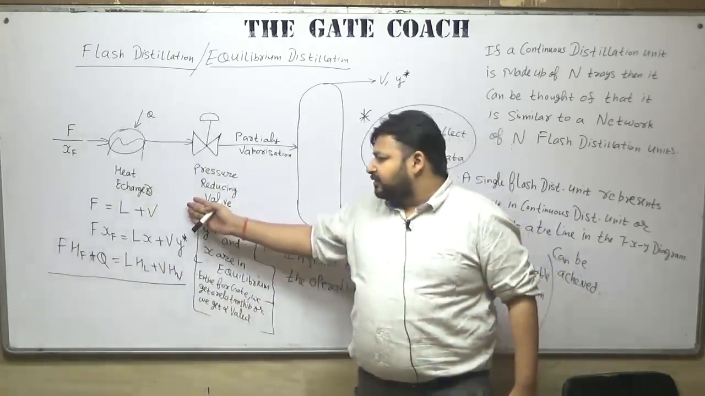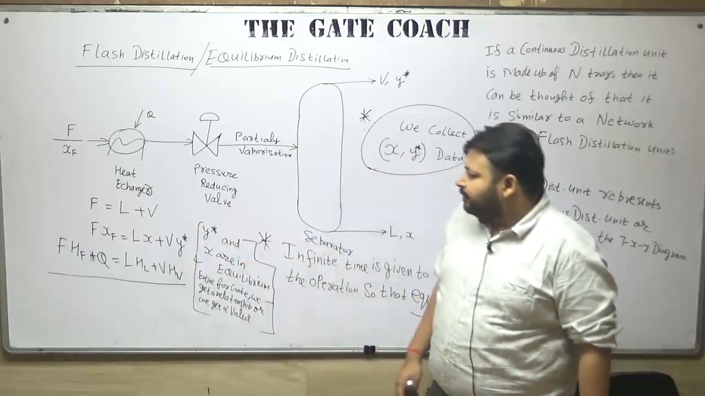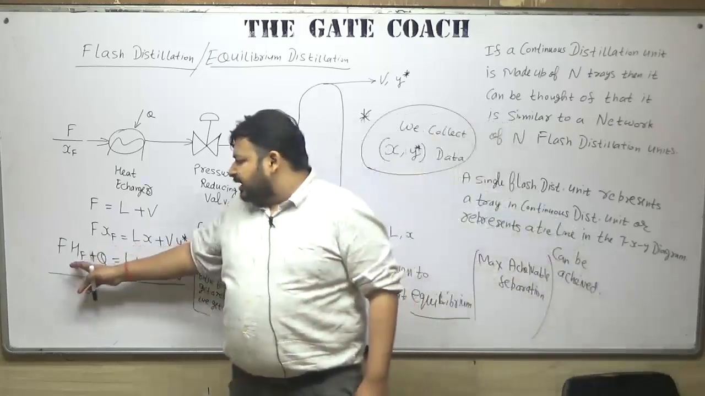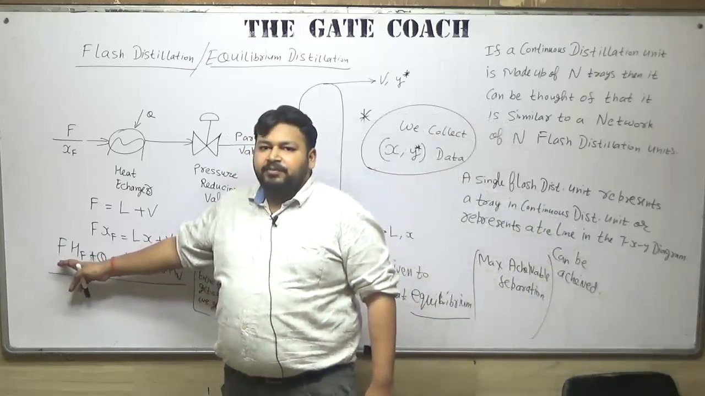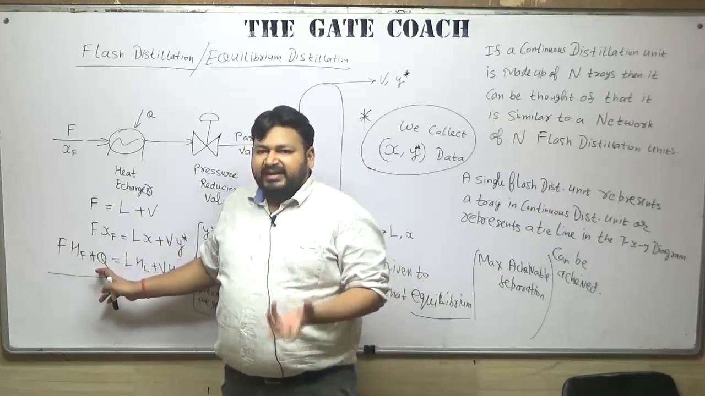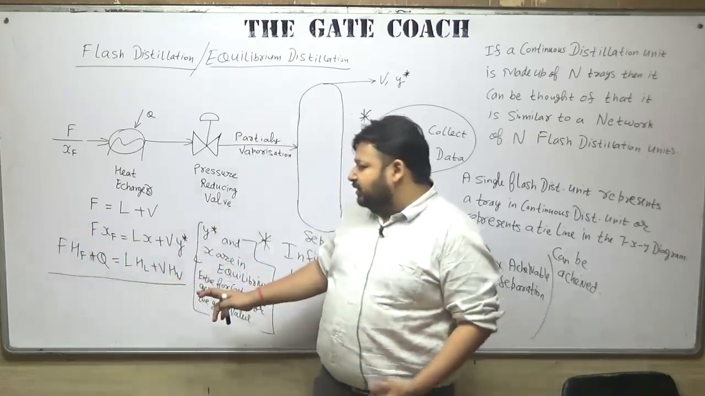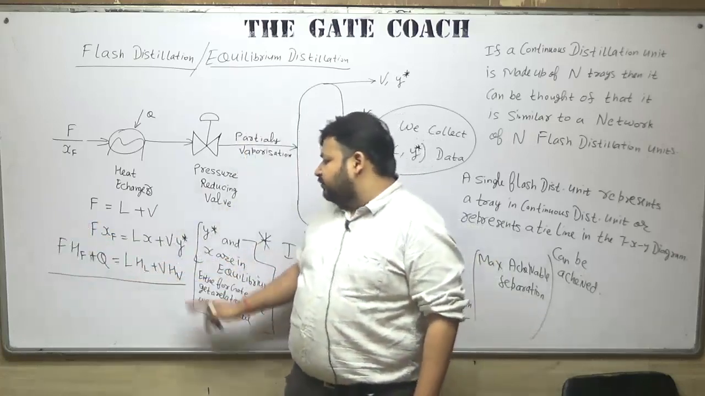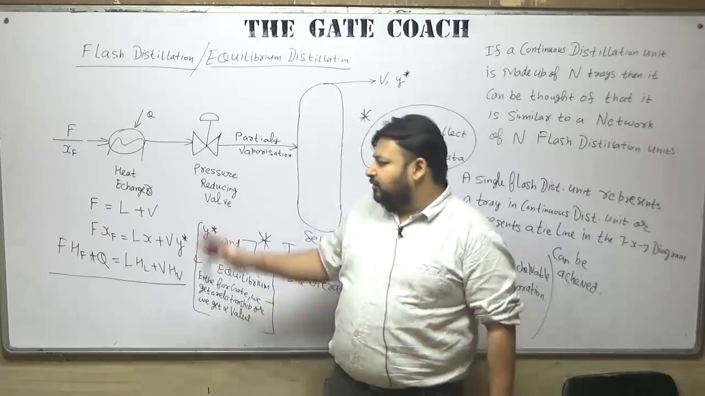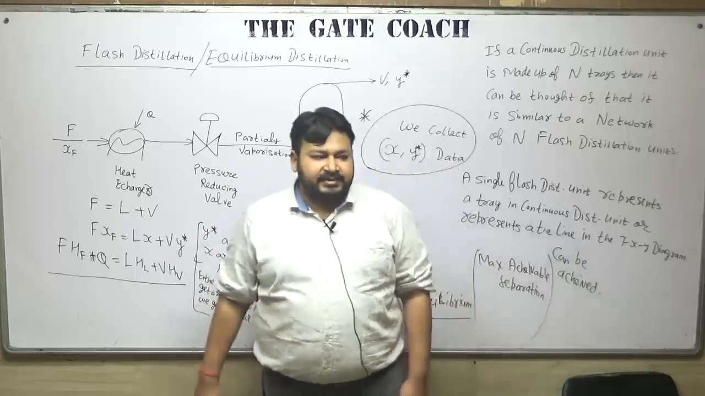This is the mass balance, this is the component balance and this is the energy balance. Okay. So, enthalpy balance: this is the enthalpy of the feed multiplied by the flow rate, becomes the energy given by the heat exchanger. So, this is the total energy in and the total energy out is L into HL plus V into HV, where HF, HL and HV are the enthalpies of the feed, liquid and vapor respectively. Okay?